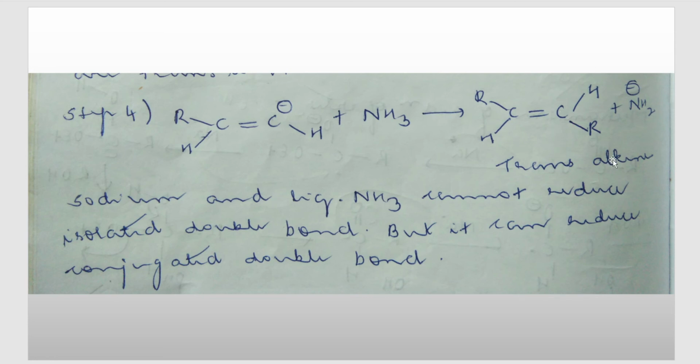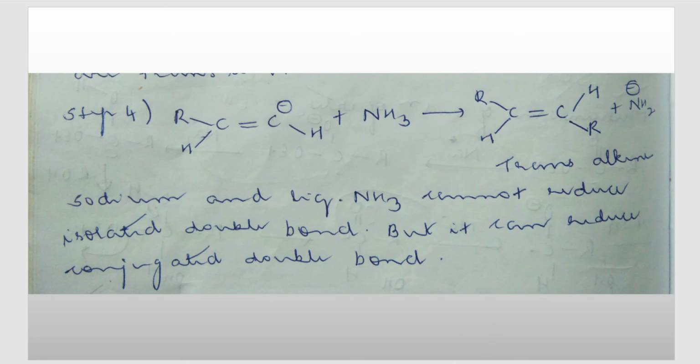So sodium in liquid ammonia cannot reduce an isolated double bond, but it can reduce a conjugated double bond. So now this double bond cannot be further reduced to a single bond because this is an isolated double bond, so we cannot reduce it further. But if this was in conjugation, that is, if there was a double bond, single bond, then double bond again, that is said to be in conjugation with one another. So it can always reduce conjugated species, but it cannot reduce isolated double bonds.